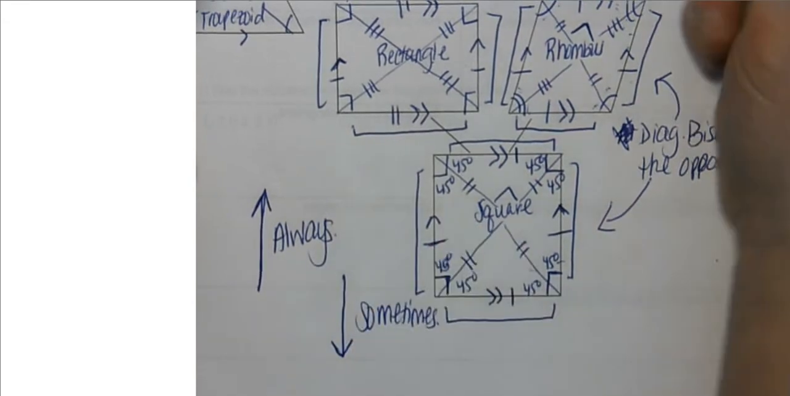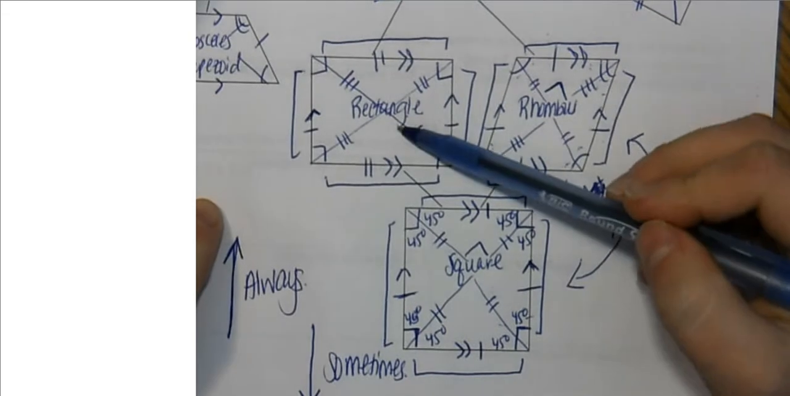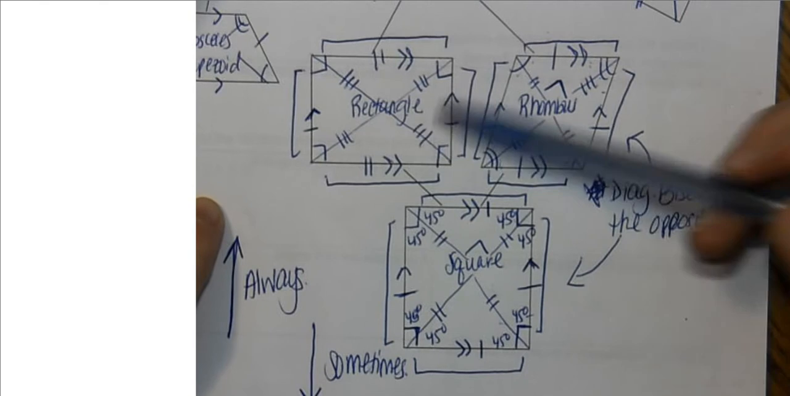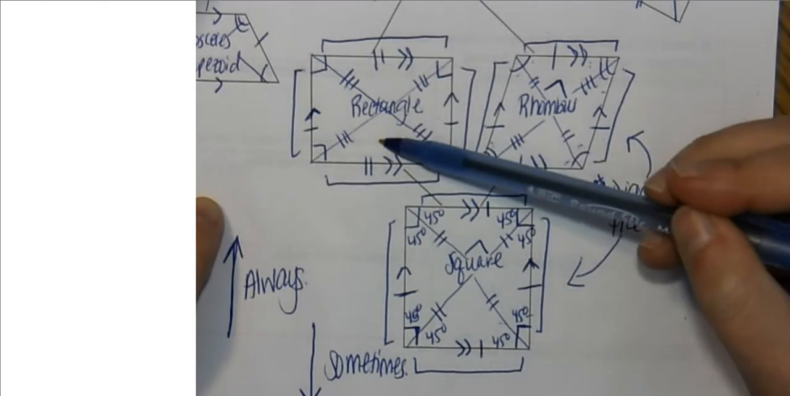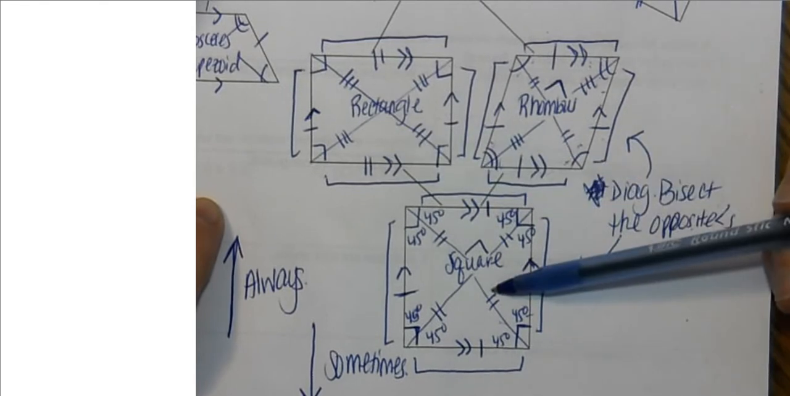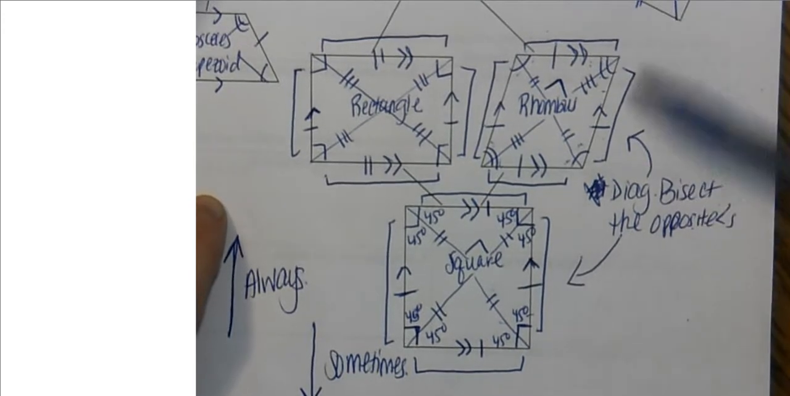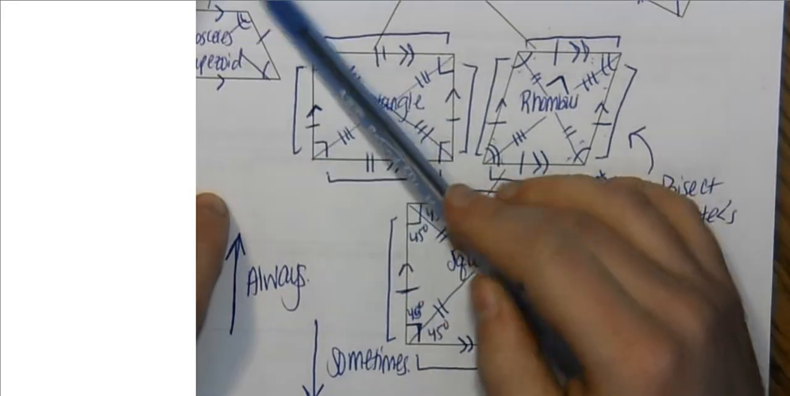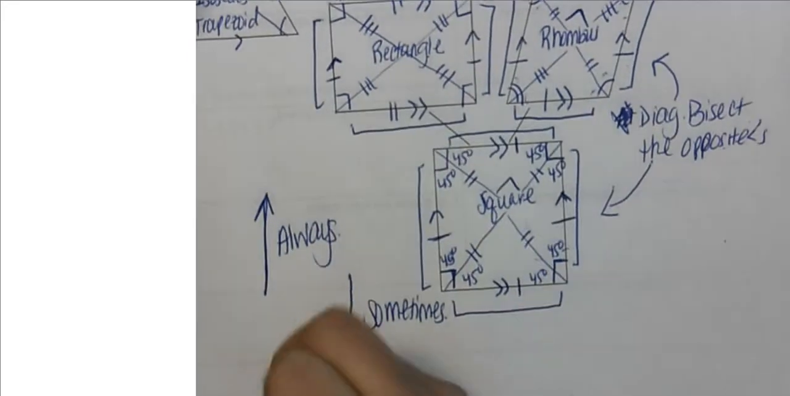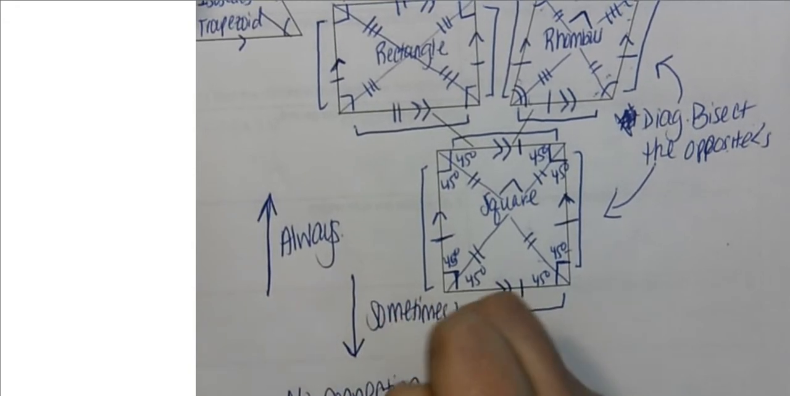A parallelogram is sometimes a square. It is sometimes a rectangle and sometimes a rhombus. A rectangle is sometimes a rhombus only if that rhombus is a square. Vice versa is true too. A rhombus is sometimes a square, but a parallelogram is never a kite. Neither is a rectangle ever a trapezoid. So if there's no connection, then we say that it is never.